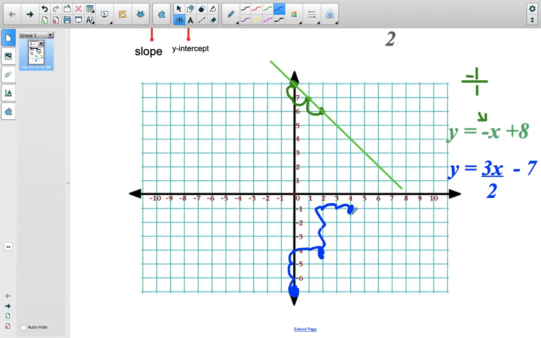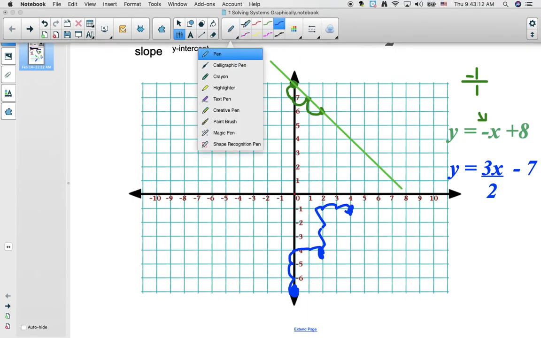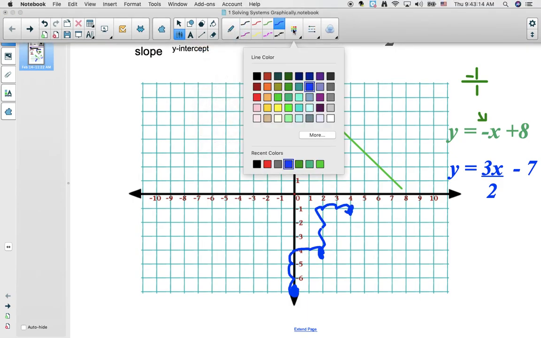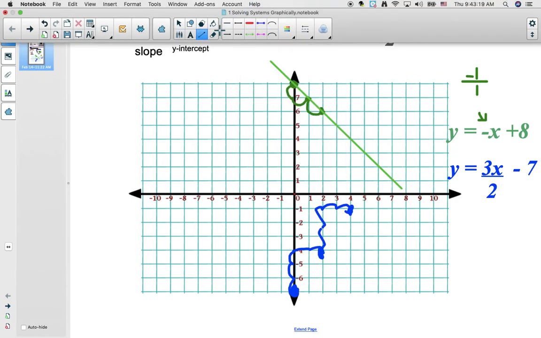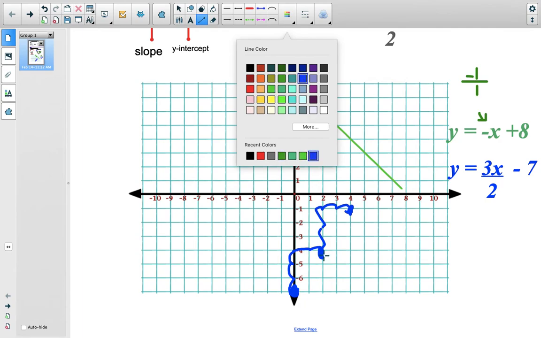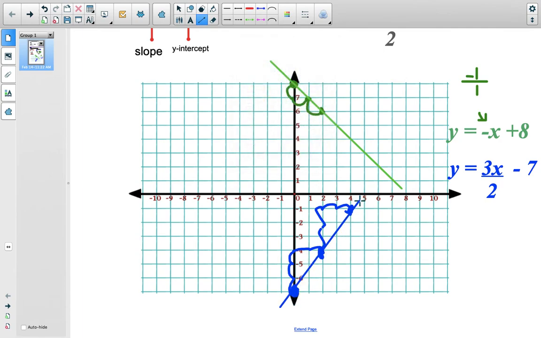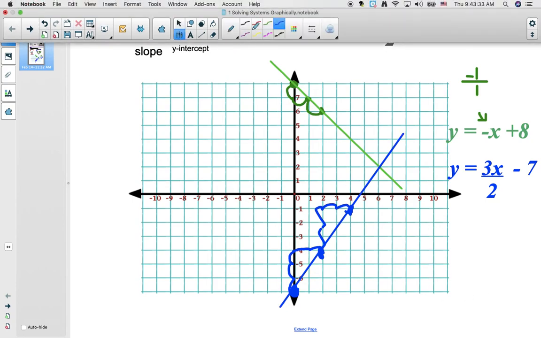So this is where my line's going to go through. I just did 2 points, or I guess 3 points with the y-intercept. It just makes it easier to draw the line. So if I make this blue and I go through, and I should probably extend that, there we are. Now you can see where our solution is.